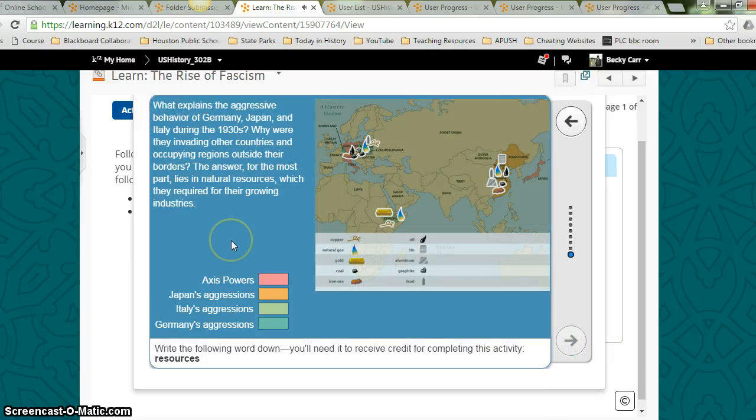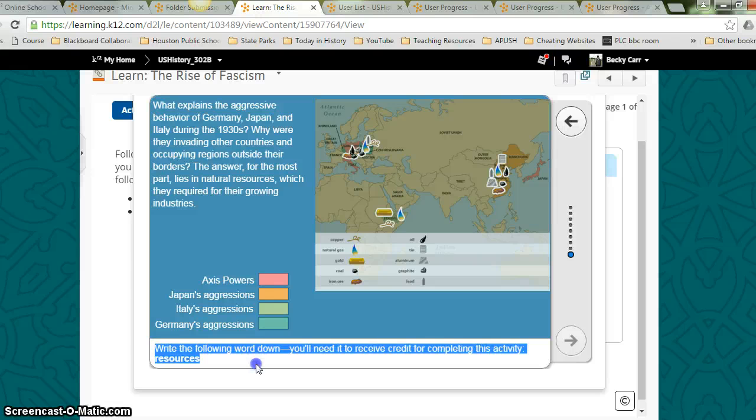Continuing on. What explains the aggressive behavior of Germany, Japan, and Italy during the 30s? Why were they invading other countries and occupying regions outside their borders? The answer for the most part lies in its natural resources, which is required for their growing industries. And if we look at the bottom here, it says write down the following word. You'll need it to receive credit for completing this activity, and it's resources. So it's on the bottom here. This is the word resources that you need for the 3.09 checkpoint.